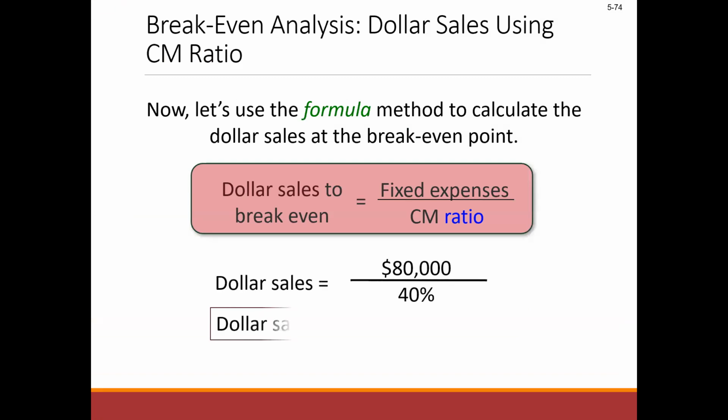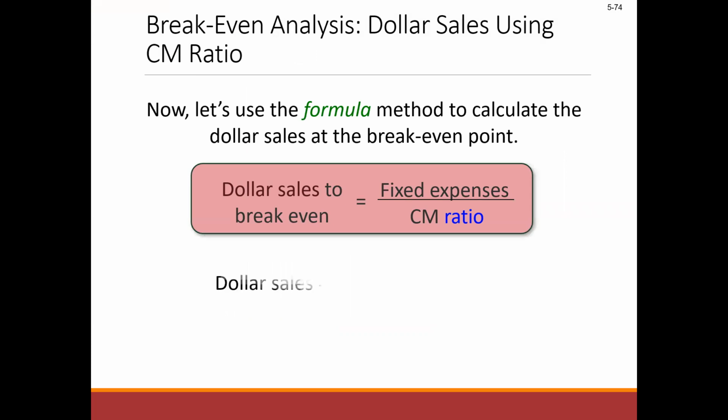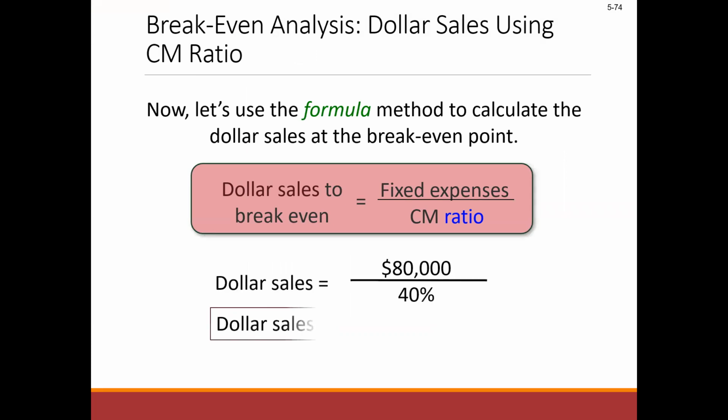Now, we can use the formula method. This one is the equation method. We can use the formula method to calculate the dollar sales of break-even by taking the fixed expenses and dividing that by the contribution margin ratio. Different ways to slice the same thing, and they come up with the same end result.